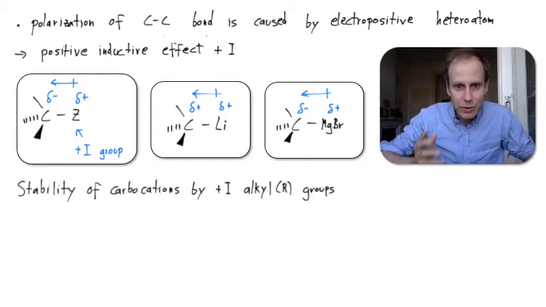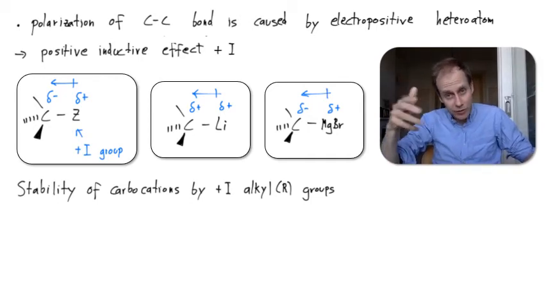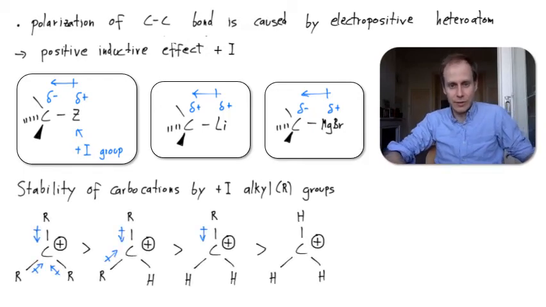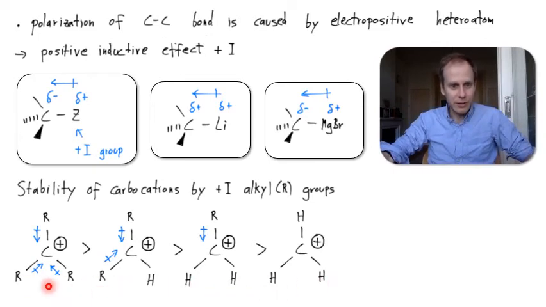So the stability, these +I groups, unlike the -I groups, they stabilize. The -I groups stabilize carbanions. The +I groups stabilize carbocations. So here I have a ranking of the stability of a reactive intermediate, and now these +I groups are methyl groups or alkyl groups generally.